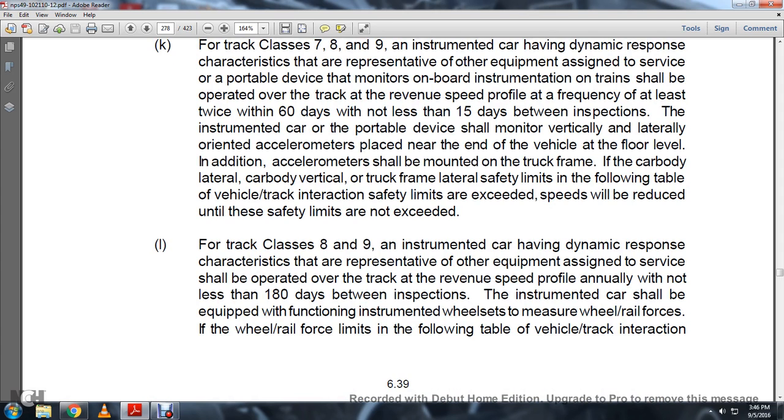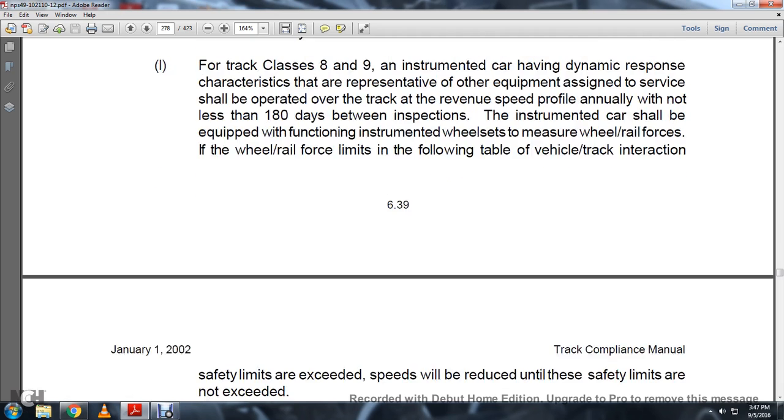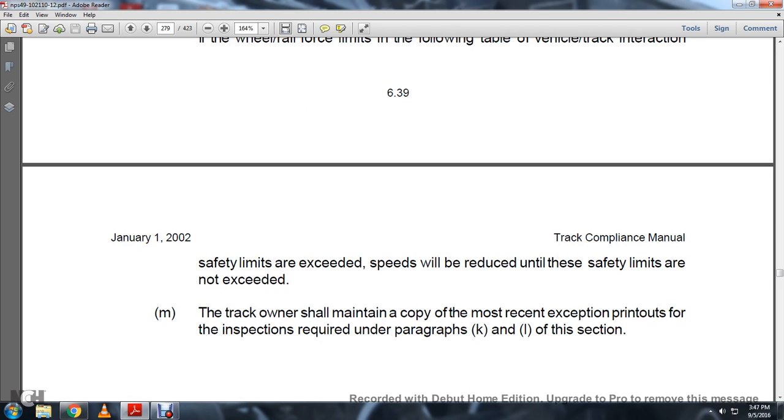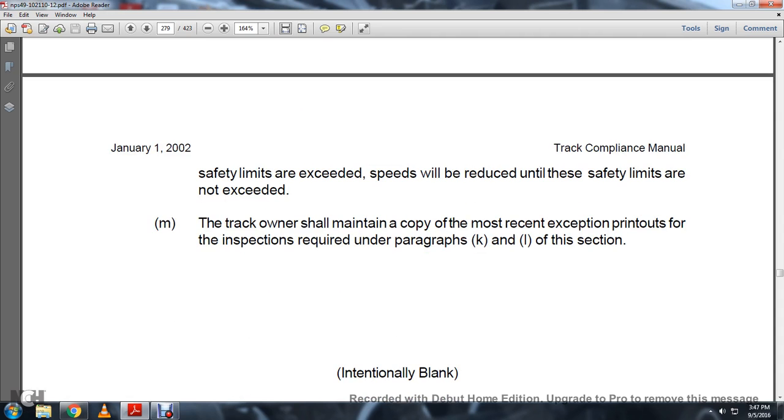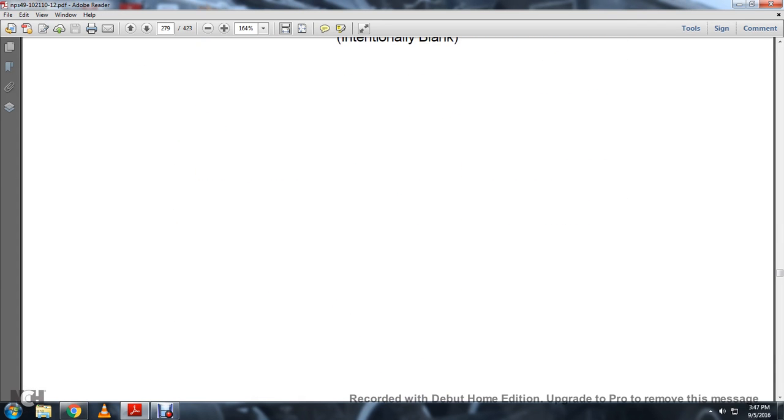For the track class 8 through 9, instrumented cars having dynamic response characteristics, or representative equipment assigned to the service, shall be operated over the track at revenue speed, and annually not less than 180 days between the inspections. Instrumented cars shall be equipped with a functioning instrumented wheel set measuring the wheel rail forces. If the wheel rail force limits in the following table, the vehicle track interaction safety limits, are exceeded, the speeds will be reduced until the safety limits are not exceeded. M. The track owner shall maintain the most recent gauge restraint exception printouts of these exception inspections under paragraphs K through L of this section. Initially left blank.